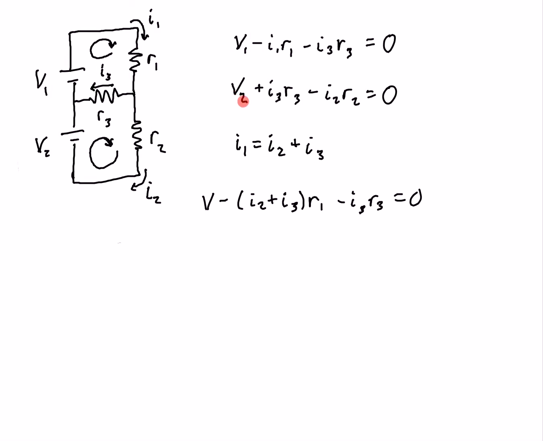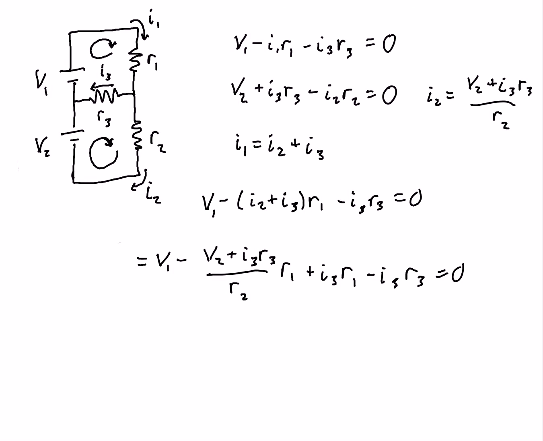Okay, now I'll take the second equation and solve for I2, and I'll use that to replace I2 in this equation down here. Oops, I forgot to note that this is V1 right here. And finally we have an equation which contains only known quantities and a single unknown, I3. So let's solve for I3 to get our answer.